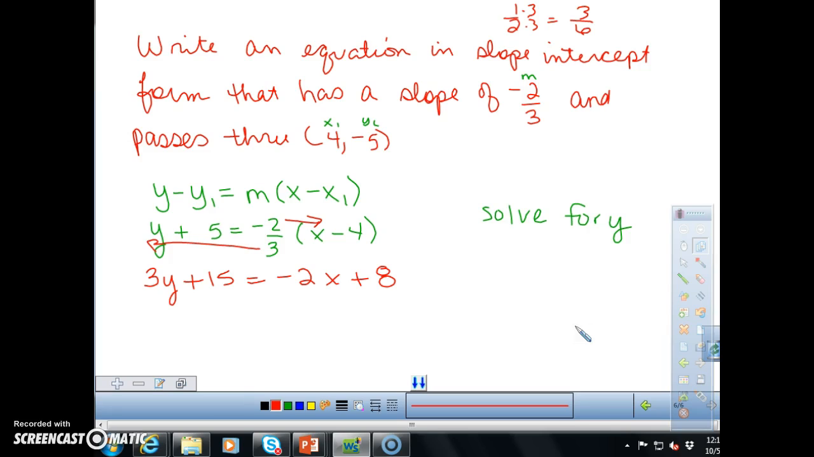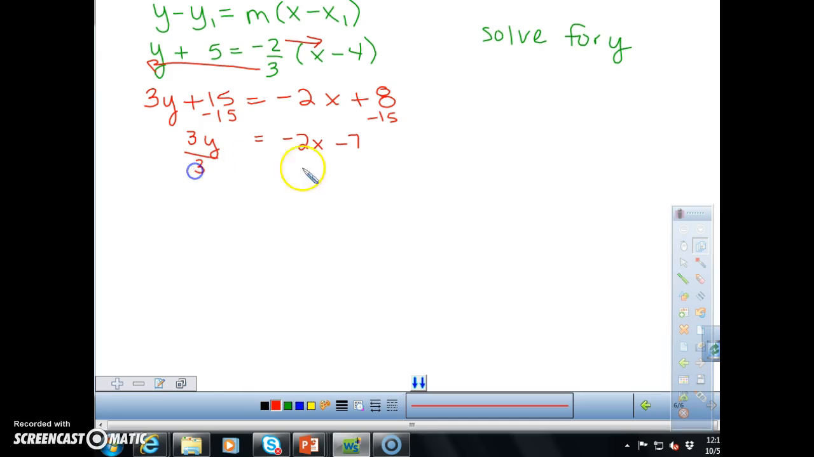And then math magic, we don't have to deal with fractions anymore. Makes life easy. And now we can solve for y. y stays where it is. The world revolves around y. We need to get rid of any adding or subtracting being done to y. So I'm going to minus 15. Get y alone. So I'm going to divide by 3.